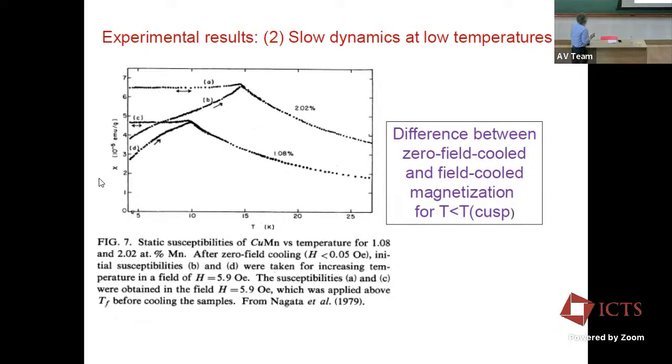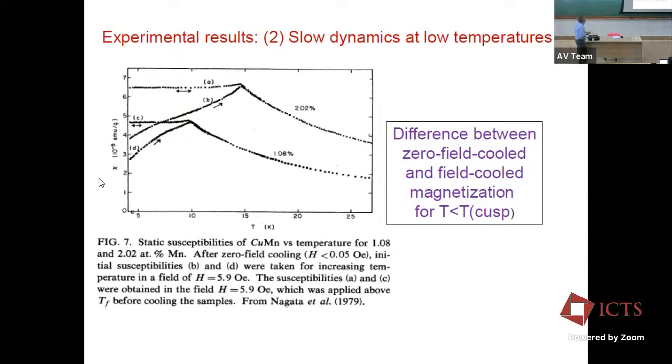But above TC, it doesn't matter, in the sense that above TC the system can reach equilibrium over experimental time scales. So it doesn't matter whether you first cool and then apply the field or you cool in a field, it gives you the same result. But something happens at this temperature, which corresponds to the cusp in the susceptibility, such that at temperatures around here or below, the value that you get for some thermodynamic quantity like the susceptibility depends on history, on how you prepared the system in that particular thermodynamic state.